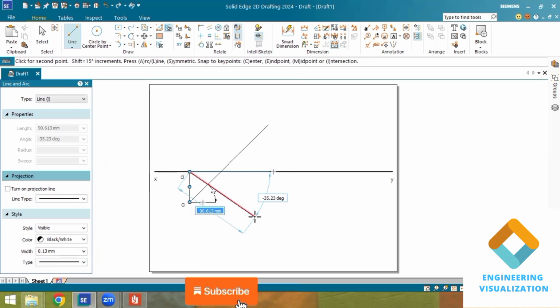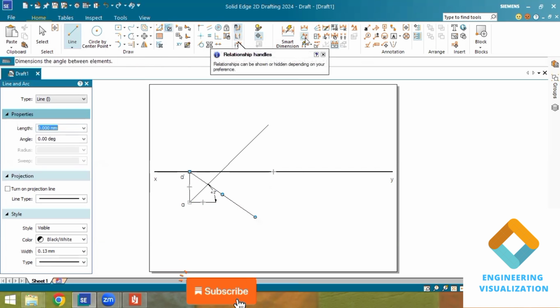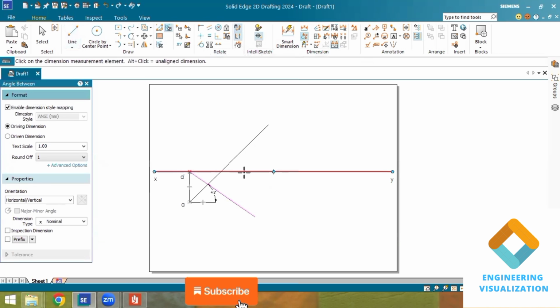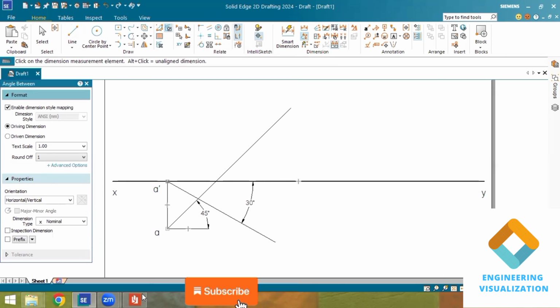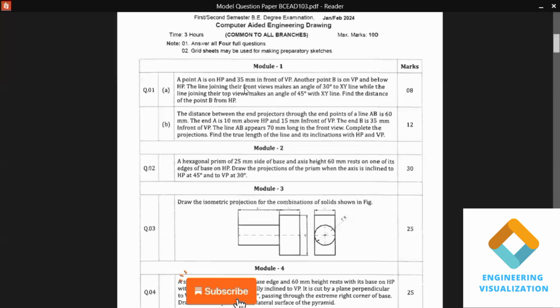Just randomly can draw here. Don't worry about the length. Now we can change the angle. So this angle should be 30-degree. Okay. Now you can see the top view on VP means nothing but the top view. It should be drawn on the XY line.